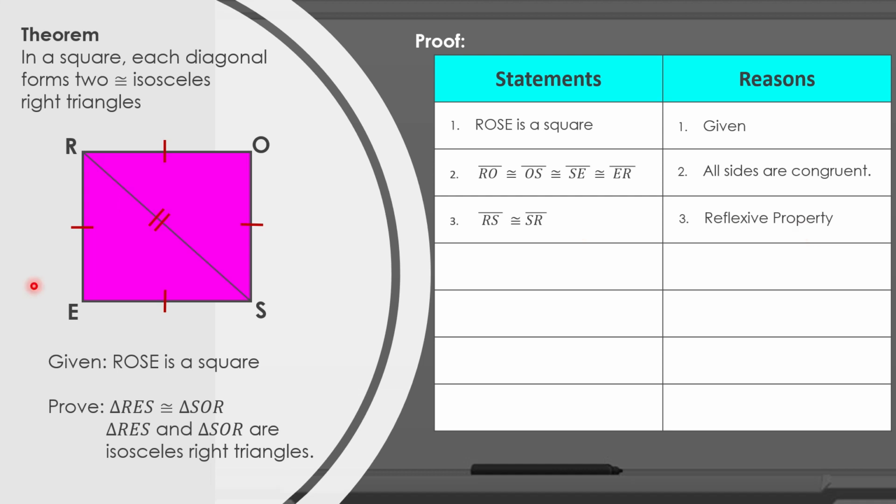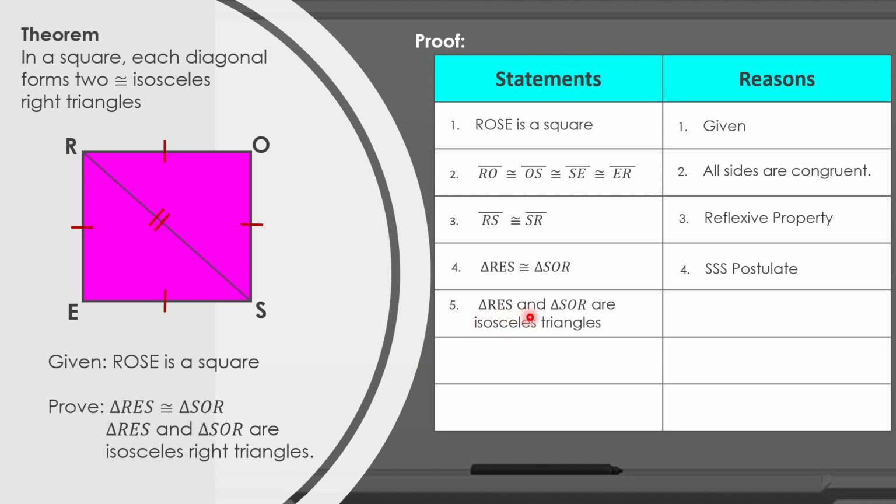And since we have here three pairs of congruent sides, then we can say that triangle RES is congruent to triangle SOR by SSS postulate. So we have proved that triangle RES is congruent to triangle SOR. This time, let us prove the second statement. The triangle RES and triangle SOR are isosceles right triangles. So let us have our fifth statement.